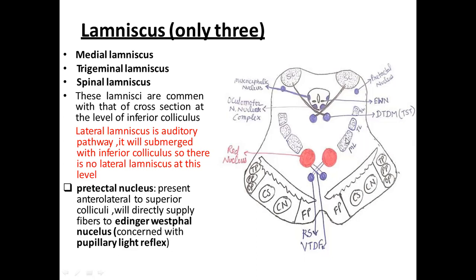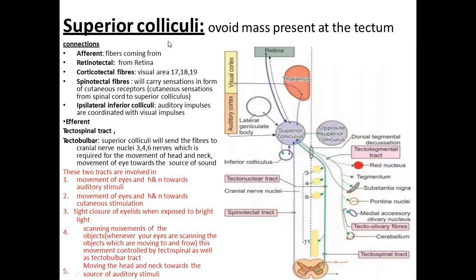Then we have the pretectal nucleus. You can see here, this is the pretectal nucleus, present anterolateral to the superior colliculi. It will directly supply fibers to the Edinger-Westphal nucleus. It is concerned with the pupillary light reflex. Here the superior colliculi are nothing but the nucleus of the superior colliculus. That you should remember.